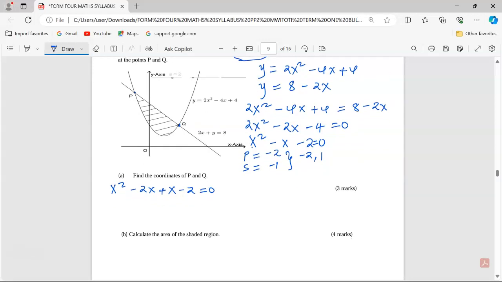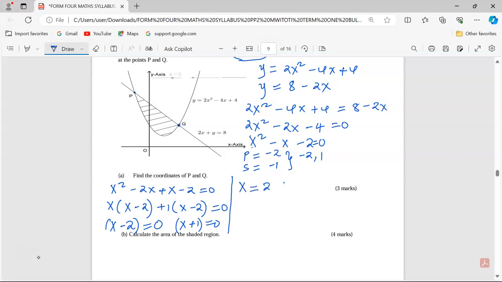We factorize the common factors in every two terms. From the first two terms, x is common, and we remain with x minus 2. Then positive 1 can only be factorized, so that we remain with x minus 2 equals 0. So we pick the common factor: x minus 2 equals 0, and also x plus 1 equals 0. So with this, x equals 2 and x equals negative 1.